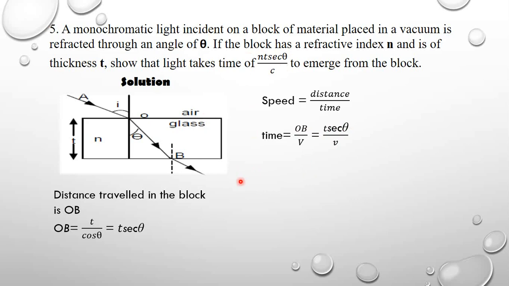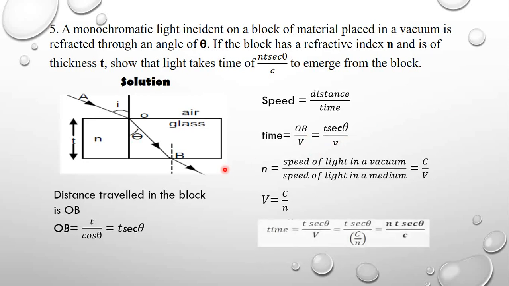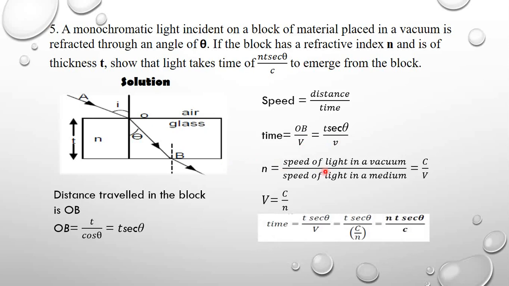So remember that v can be got from n is equal to c over v, because we say that the refractive index is given as the speed of light in a vacuum over the speed of light in a medium. So n can be given as c over v. So if n is c over v, it means that v is c over n. So we are going to replace c over n here. And if we replace that, we shall be in position to get t sec theta over c over n. And therefore this n will go up, and then we shall have n t sec theta over c as the time taken.